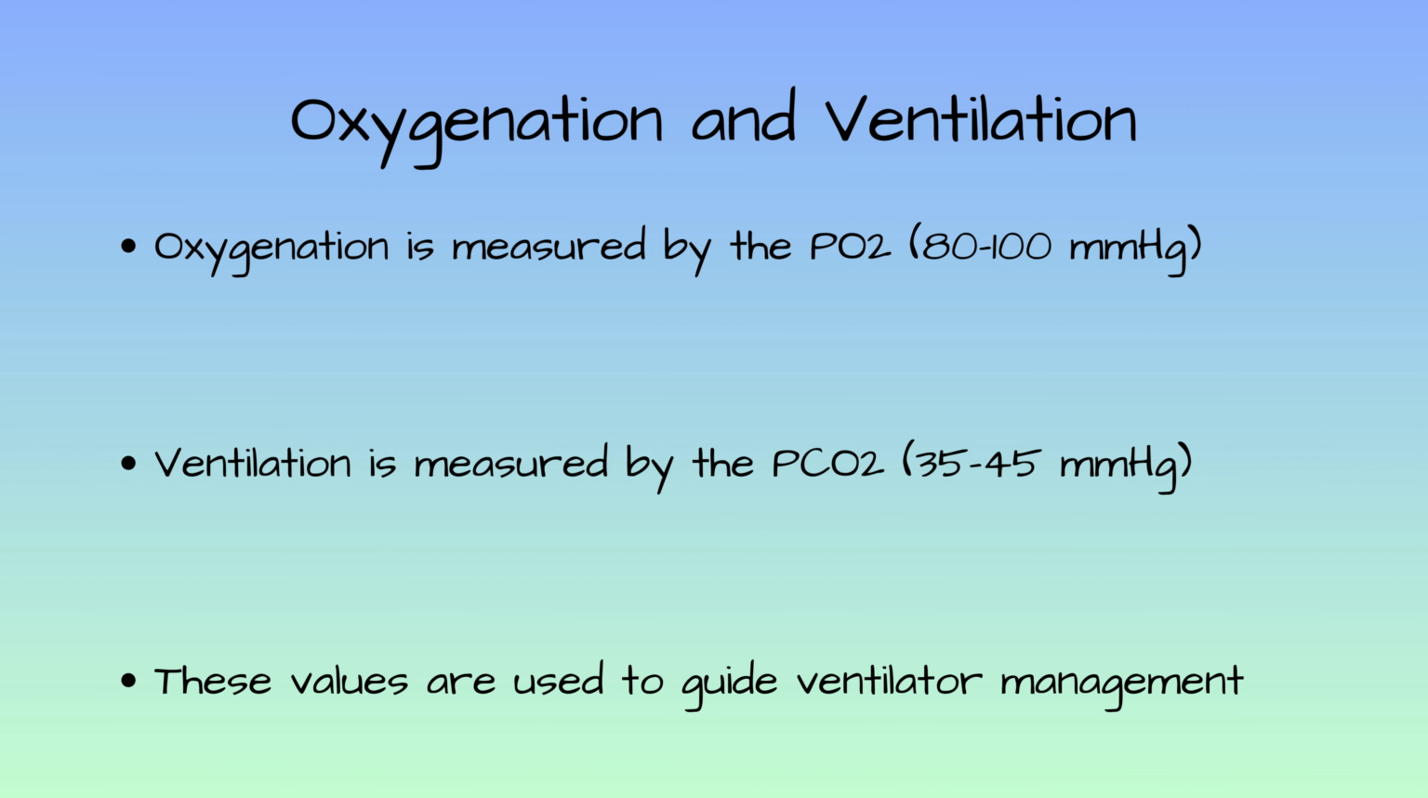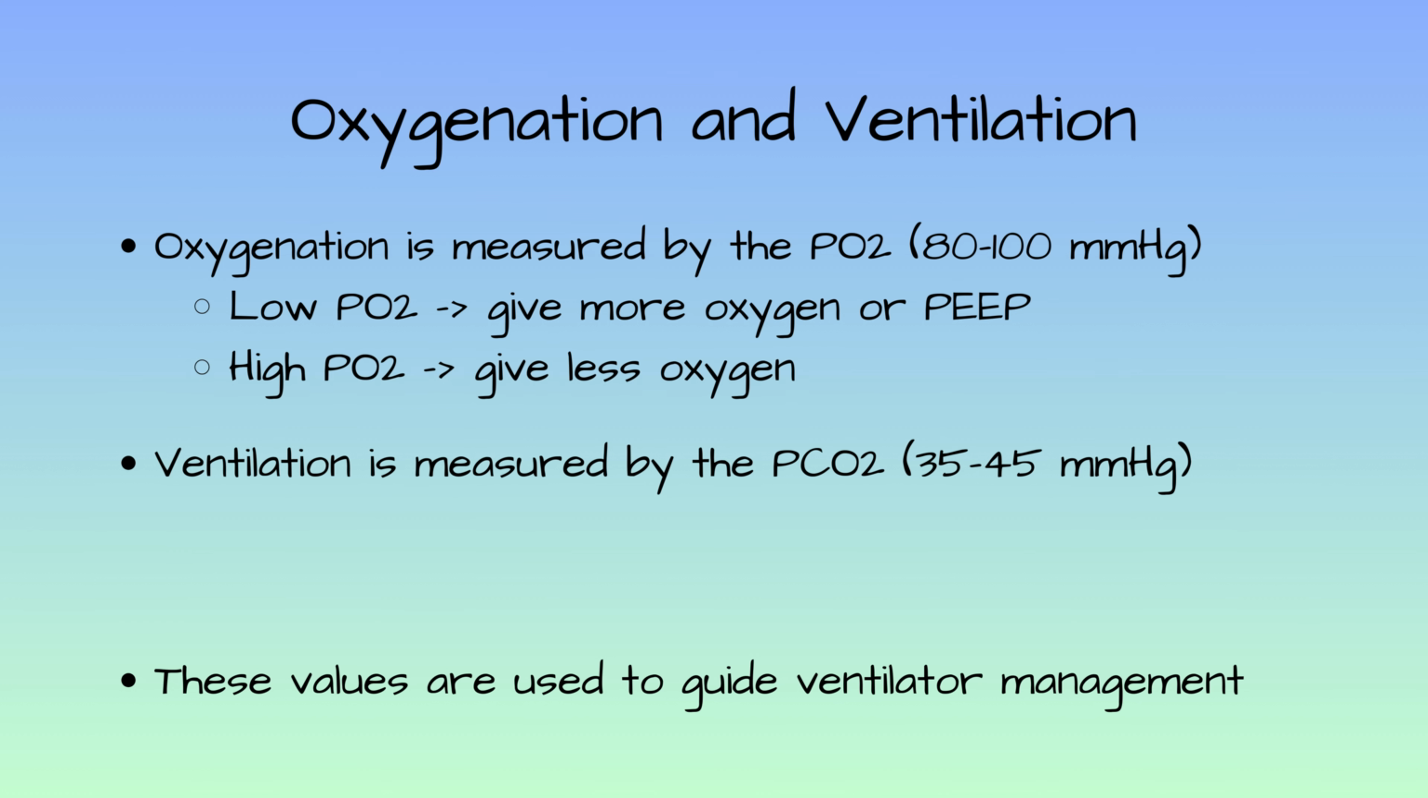I think oxygenation is the easiest part of the ABG to understand. If the PO2 is low, give more oxygen. If it's high, decrease the amount of oxygen you're giving. Please don't forget that there is such a thing as too much oxygen. Give the lowest amount of oxygen necessary to maintain a normal saturation and prevent oxygen toxicity.